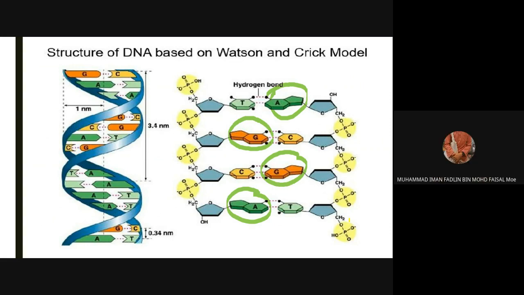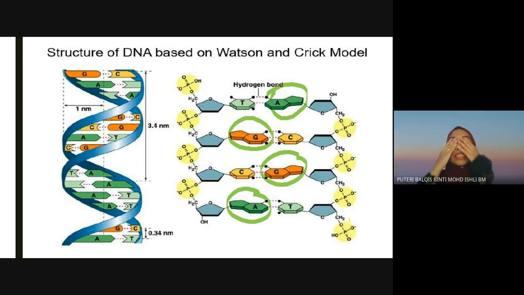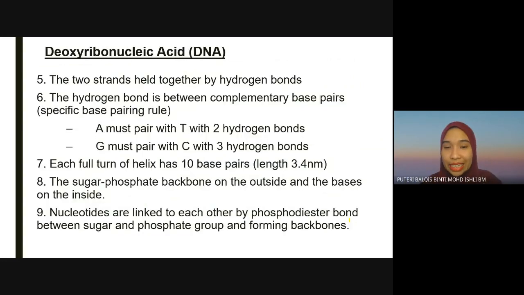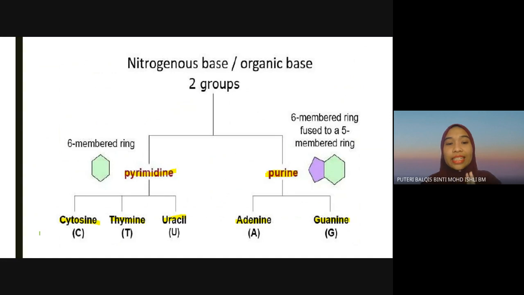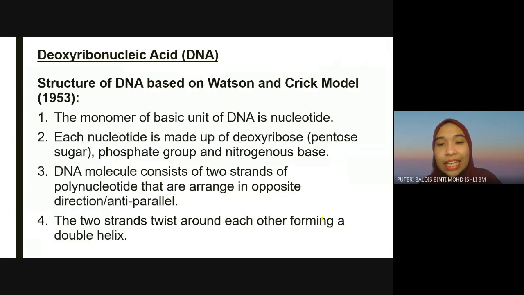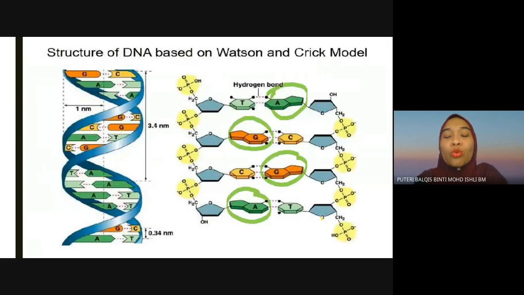Okey, macam saya cakap, nitrogenous base ni dia ada dua group, pyrimidine and purine. Pyrimidine ni ada base C, T, U. Purine ada A dengan G. So antara huruf-huruf C, T, U, A, G ni, dalam DNA ada huruf apa? Ada base apa?